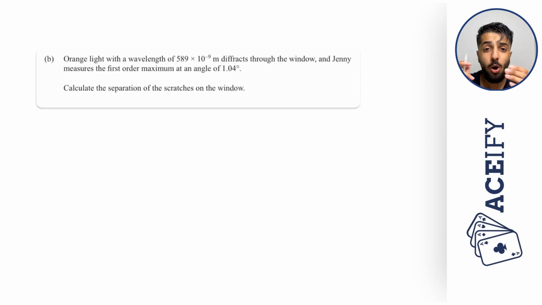Surprise to me too. Orange light with a wavelength of 589 nanometers diffracts through the window. Jenny measures the first order maximum at an angle of 1.04 degrees. Calculate the separation of the scratches on the window.